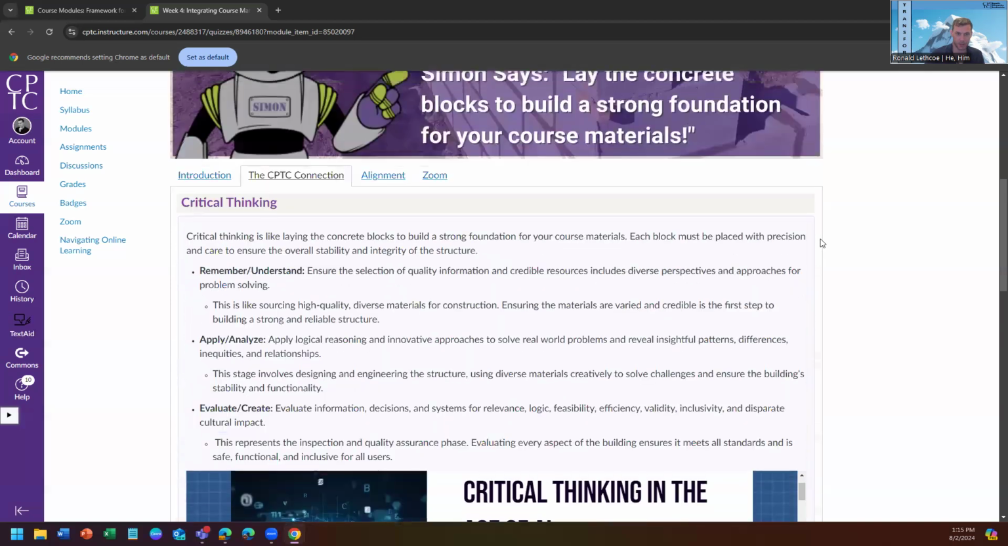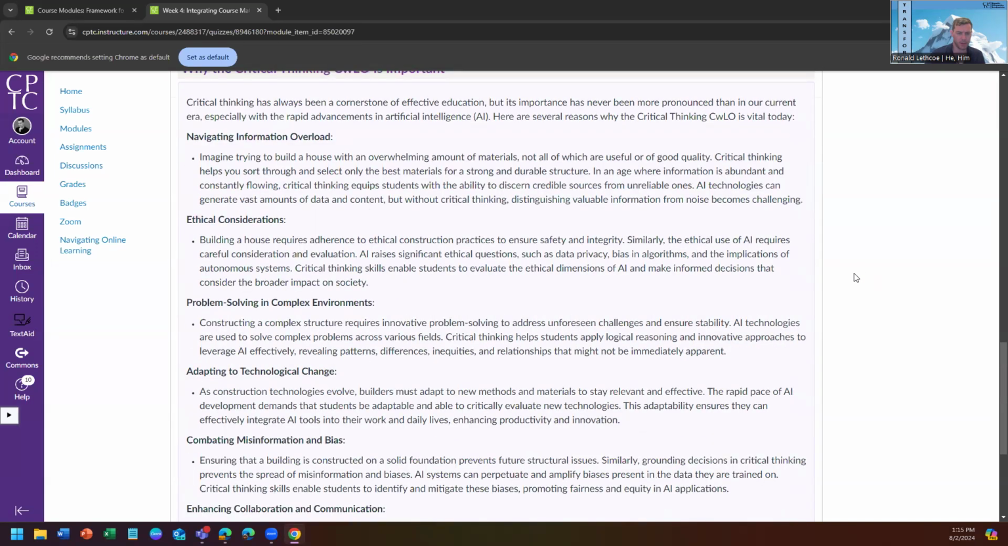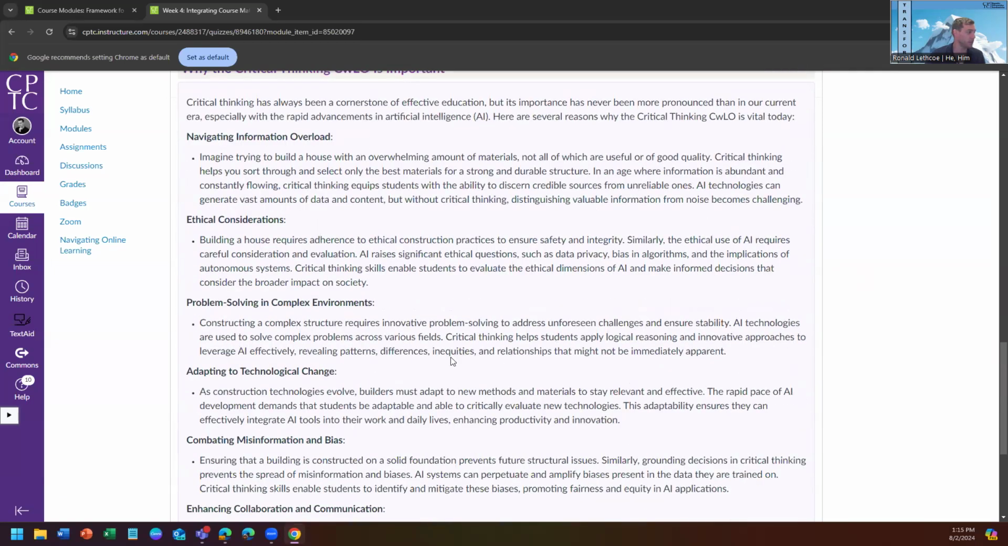If you're on this tab here, it talks a little bit more about it. And then hopefully by reading this, maybe you can get some ideas about how to use it more in your courses.